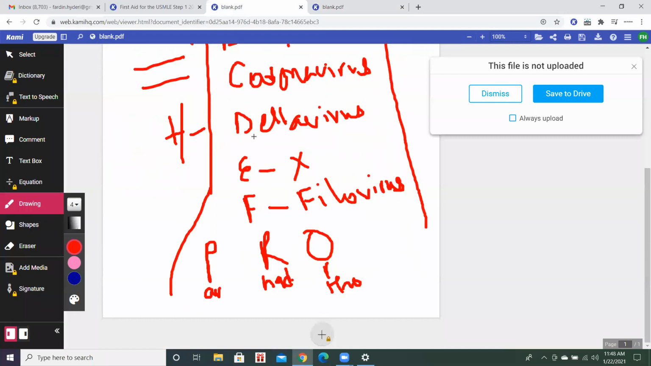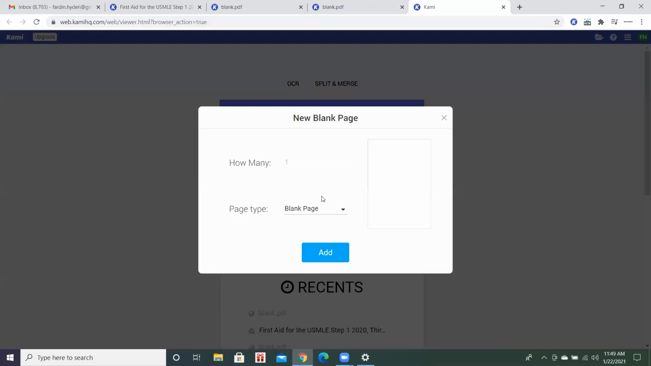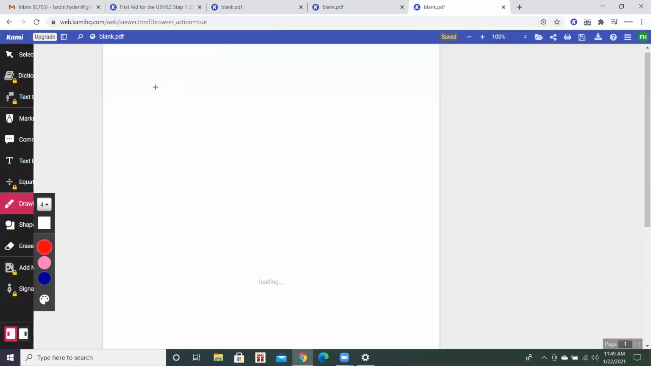Now, can we just talk about the segmentation really quick? Okay, we'll just talk about the segmentation really quick so that we can all make better answers. And the segmentation of the viruses can be easily learned with the help of one mnemonic from First Aid, which I will tell you as soon as this page opens in Kami. And here it is. Okay.